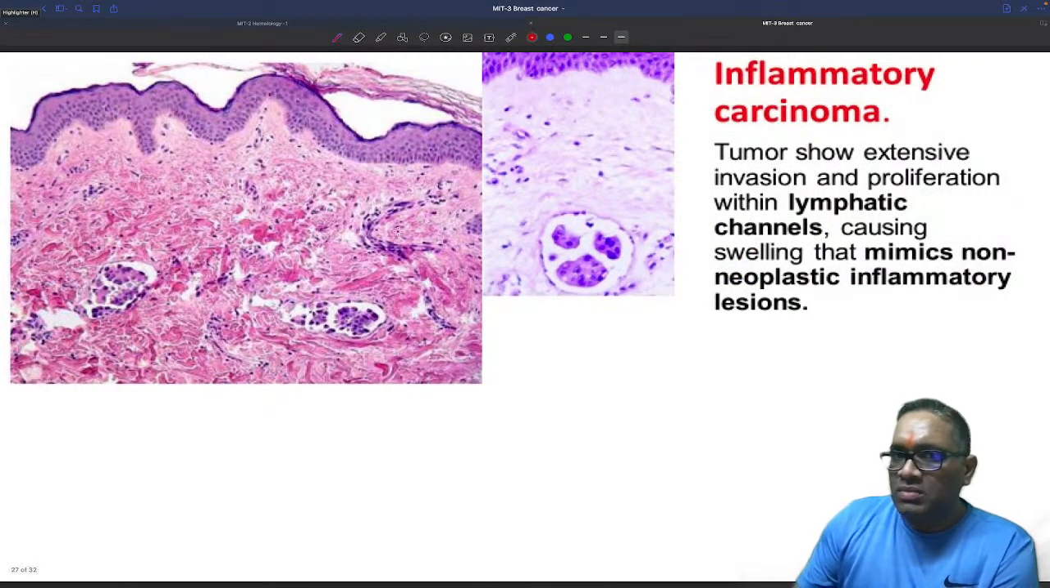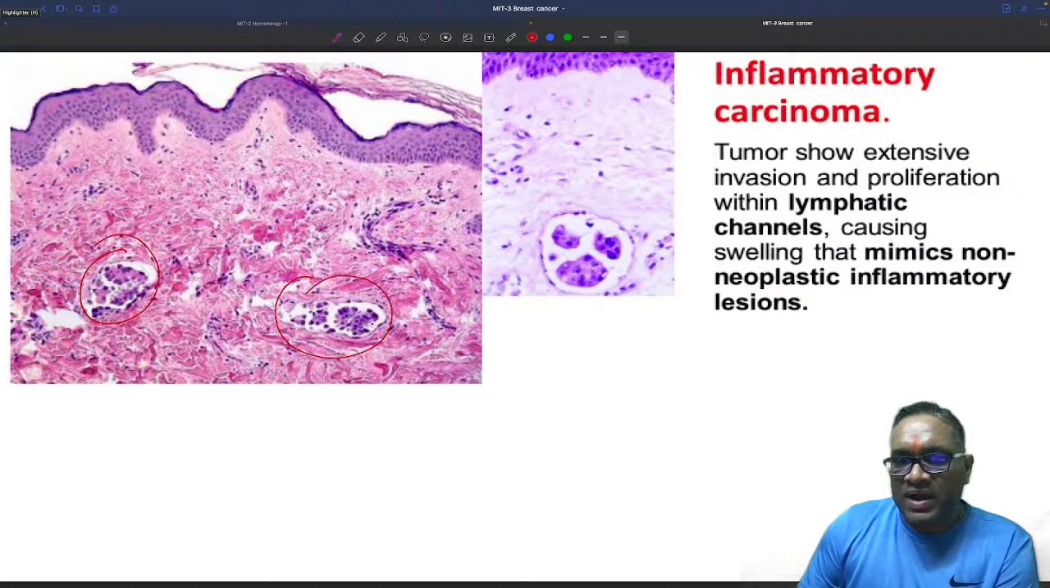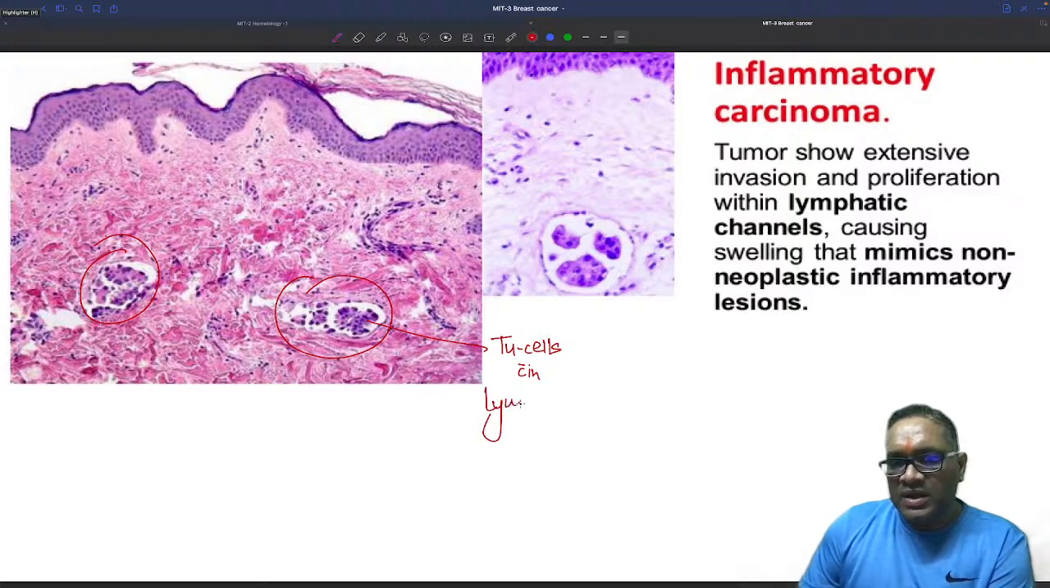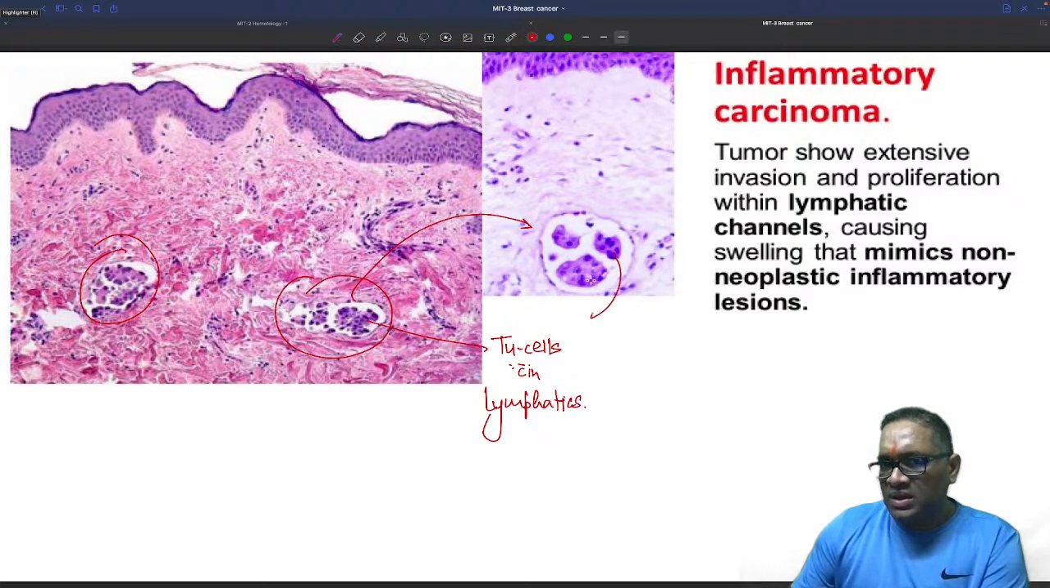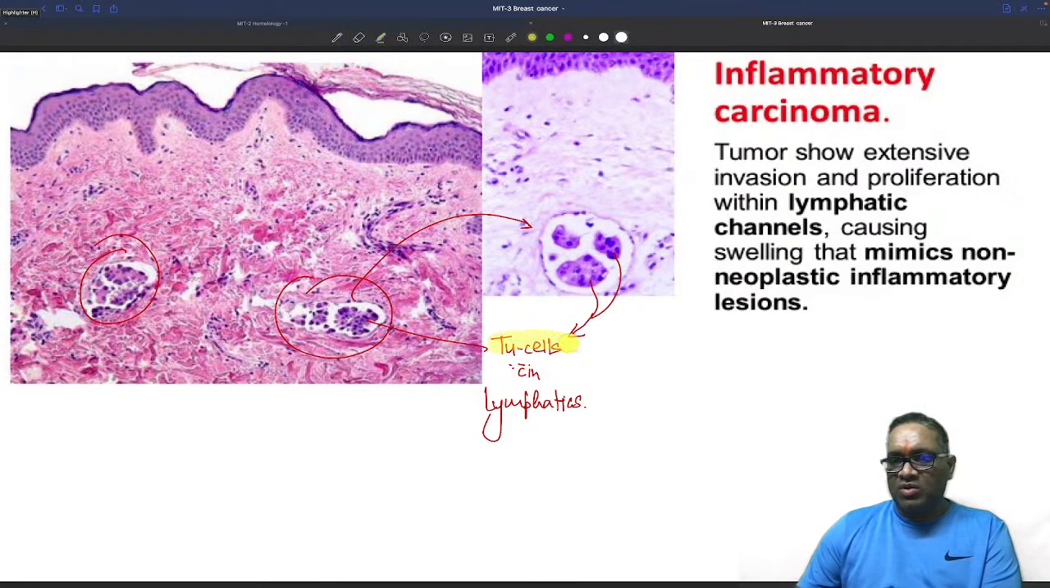On microscopic examination, you can see these are two lymphatics and these are the tumor cells. We are seeing tumor cells within lymphatics. On low power view it looks like some inflammation is infiltrating, so we went to high power view and got confirmation that these are tumor cells. You find hyperchromatic tumor cells within the lumen of the lymphatics. That is how we give a diagnosis of inflammatory carcinoma.